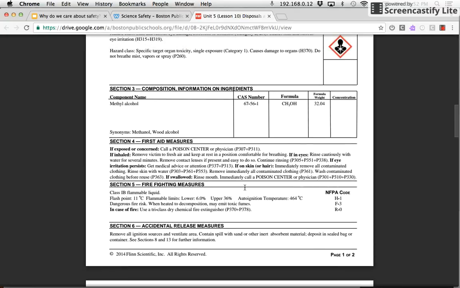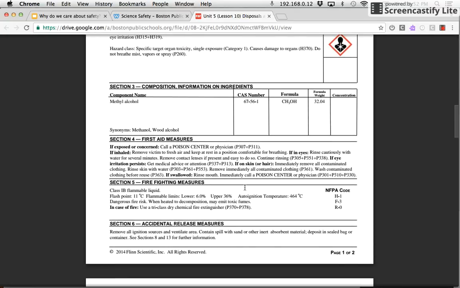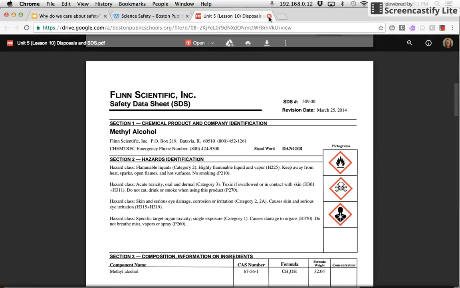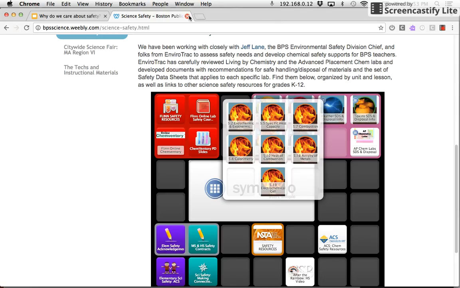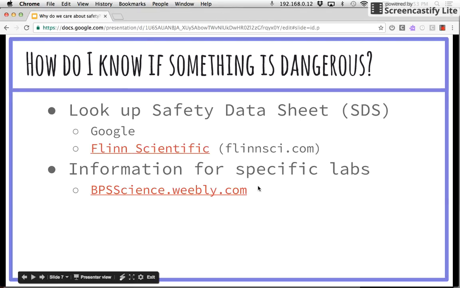So all of the information here that you need to make an informed decision about whether or not to do this lab, or the personal protective equipment or measures that need to be taken to keep everybody safe. So again, that's on the BPS Science Weebly.